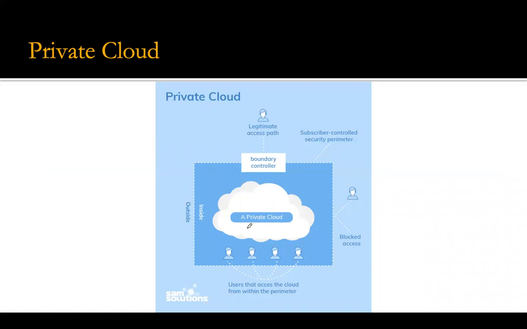Now let's see the architecture of the private cloud. There is a private cloud and all the users are inside. The outside users are blocked, so access is blocked to the outside user. There is a boundary control, and a legitimate access path will be there. So if somebody from the outside wants to use it, they have to pass through a legitimate boundary controller. Subscriber control security parameter is there. This is the parameter. So only the inside people can use it. Outside people cannot use it.